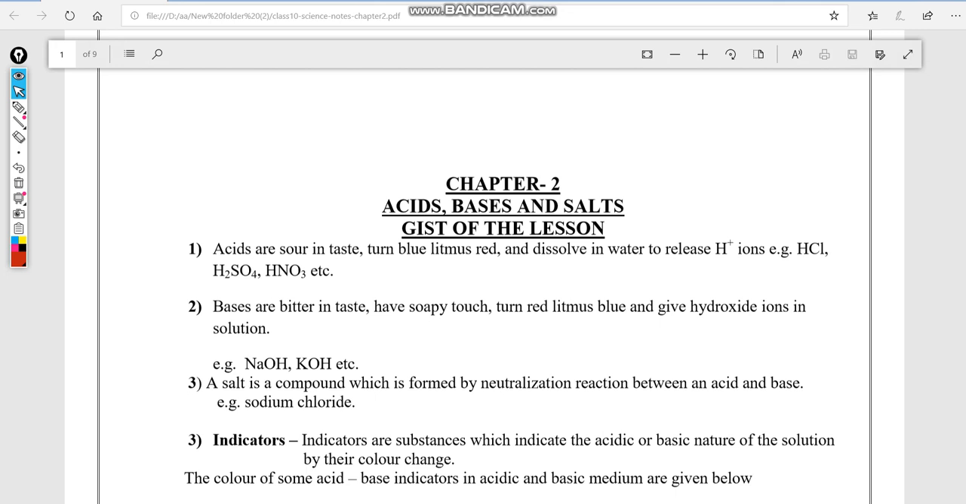Okay. First, acid. What do you understand by acid? All of you know the definition of acid. Acids are sour in taste, turn blue litmus red, and dissolve in water to release H+ ion or hydronium ion. Example: HCl, H2SO4, HNO3. Yes, H+ ion.